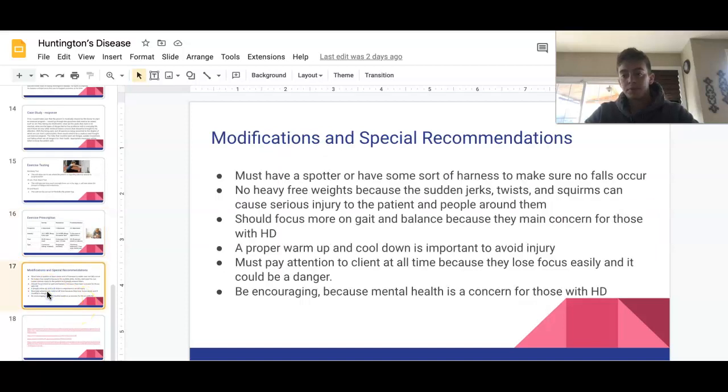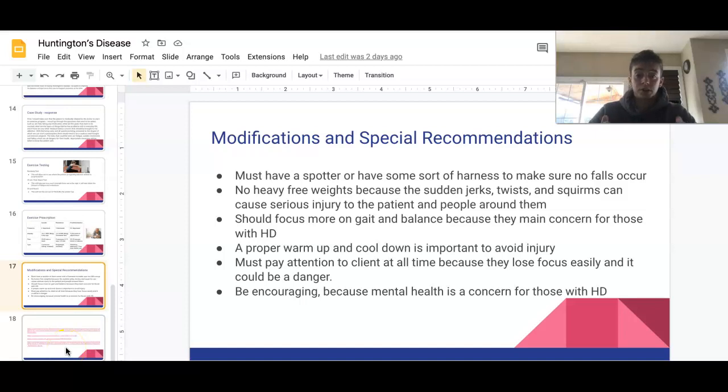And then, so modifications and special recommendations. So at all times, there should be a spotter or some sort of harness to make sure the patient does not fall. Like I said earlier, there should be no heavy free weights because of the sudden jerks, twists, and squirms. These can cause serious injury to the patient and the people that are surrounding them. The main focus should be on gait and balance because those are typically the main concern for people that have HD. Like I said earlier, a proper warm-up and cool-down are very important to avoid injury.